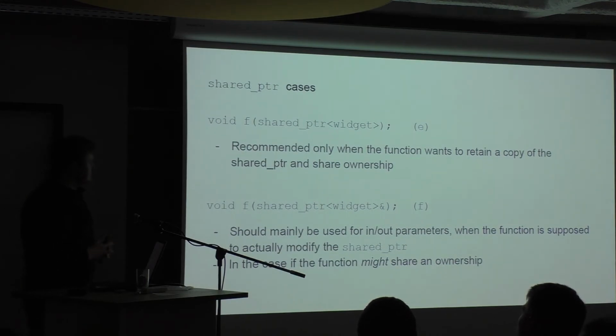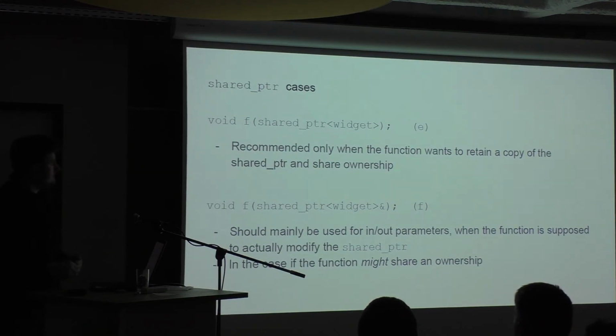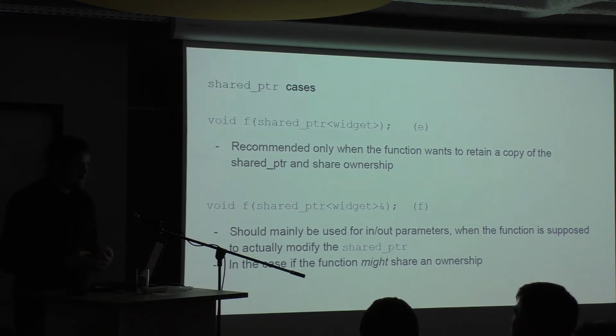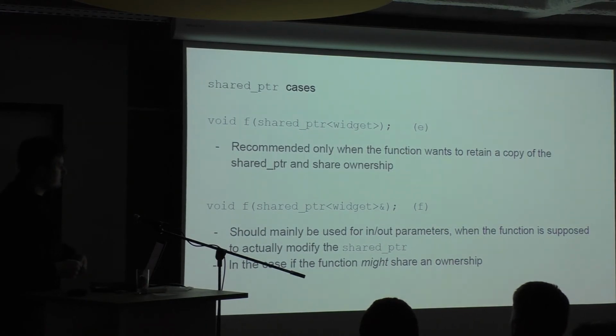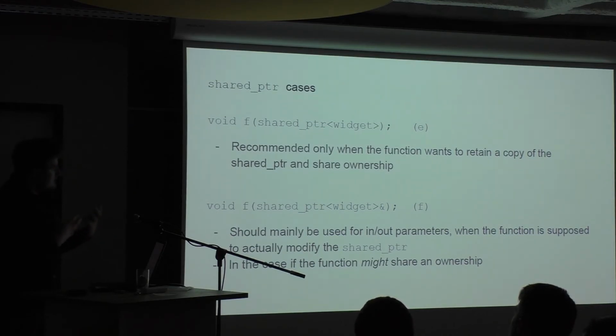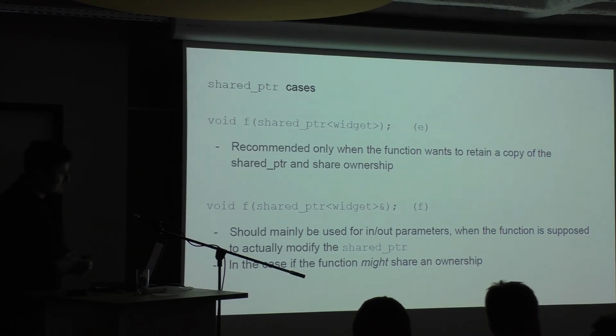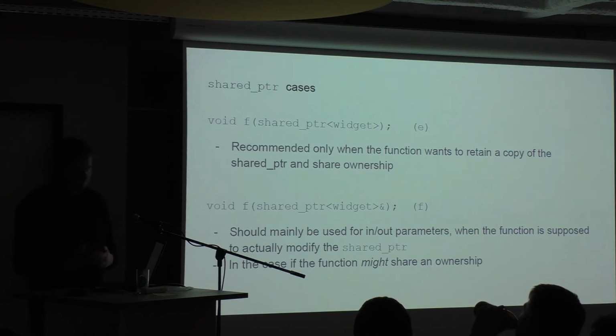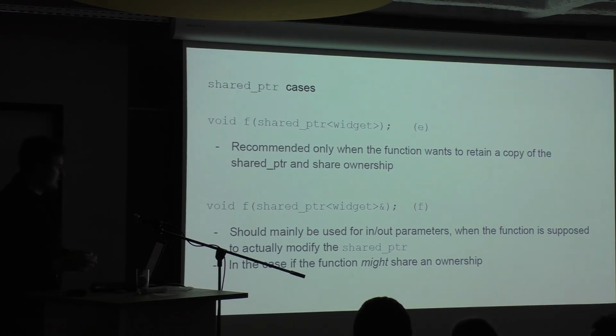All right, when to use a shared pointer? We would like to use a shared pointer if this function f shares the ownership of the object. Here we have the case of passing the shared pointer by value and by reference. By value we pass it when we really know that the function is going to share the ownership, and by reference we pass it if the function might share an ownership, and also in the case if you use it for in and out parameters.